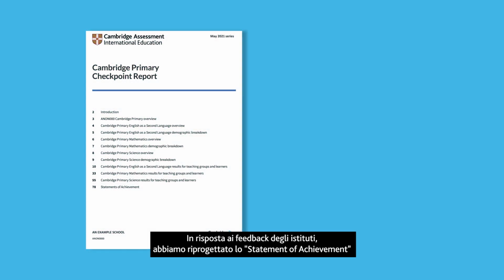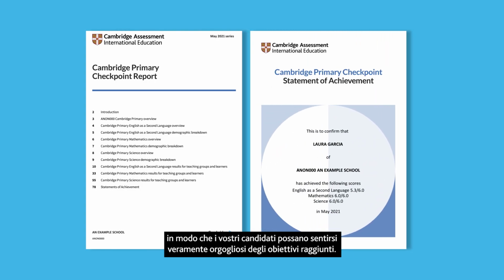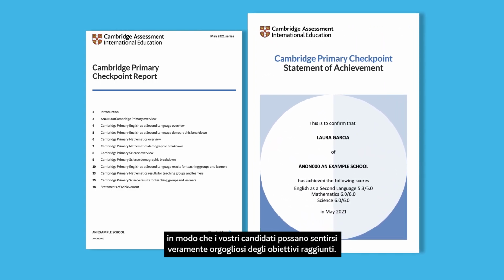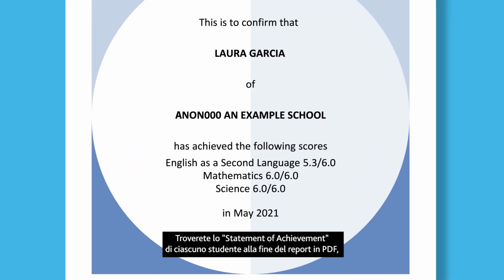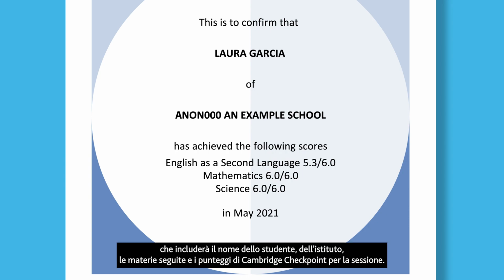In response to centre feedback, we have redesigned statements of achievement so that your candidates can feel truly proud of their Cambridge Checkpoint success. You will find each learner's statement of achievement at the end of the PDF report, which includes the learner's name, centre name, subjects taken, and related Cambridge Checkpoint scores for the series.